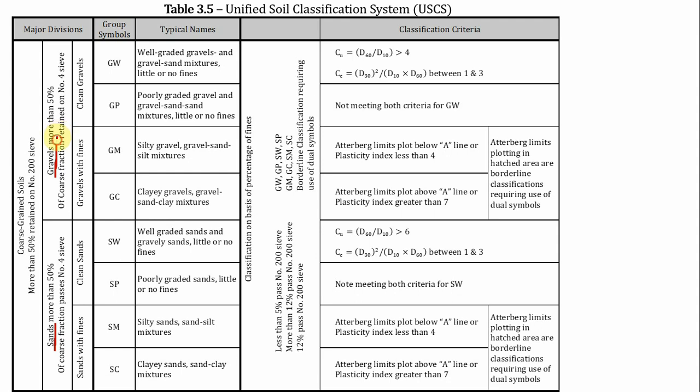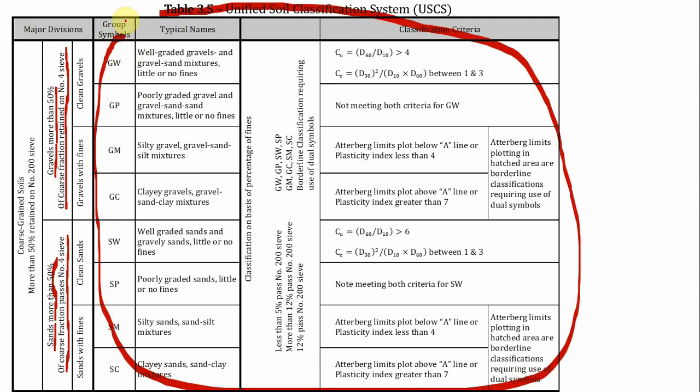Okay, it should be that in the gravel class, more than 50% of the coarse fraction is retained on the number 2 and number 4 sieve. Wherein in the sand class, this is the criteria: more than 50% of the coarse fraction passes the number 4 sieve. Okay? And then, I will discuss this later, class.